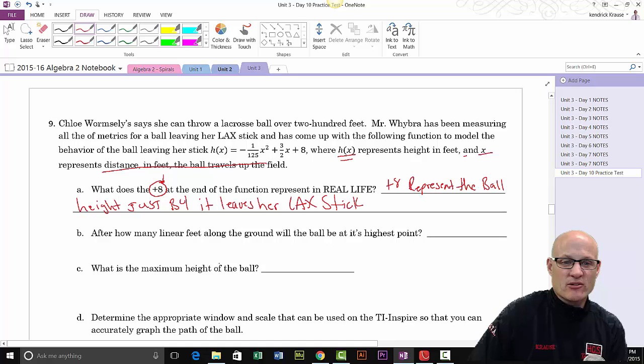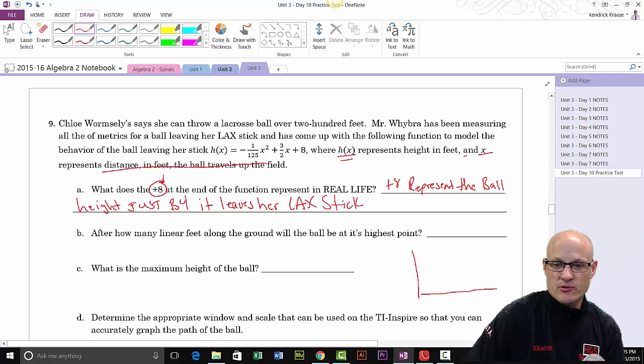So how many linear feet along the ground will the ball be at its highest point? Now you've got to think about this again, kids. We only care about this first quadrant. It's going to leave at 8 feet in the air. It's going to go up some certain amount of height, and it's going to come down.